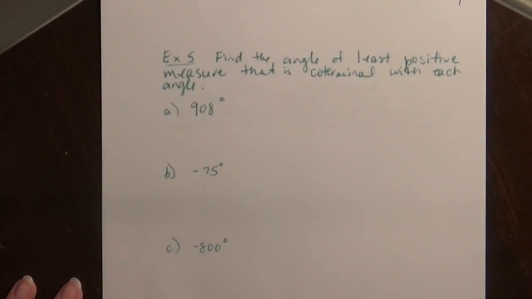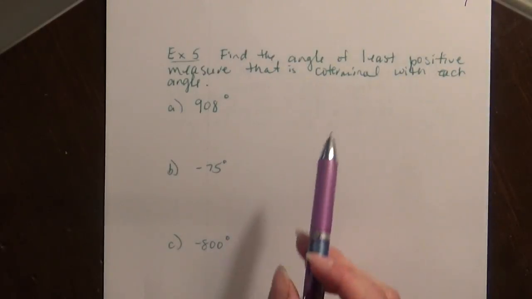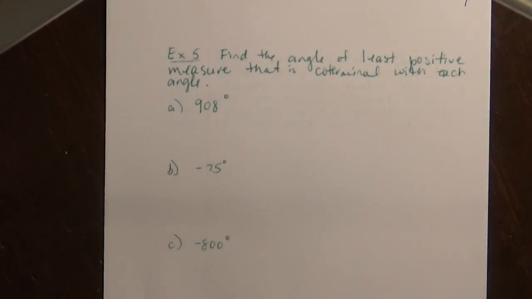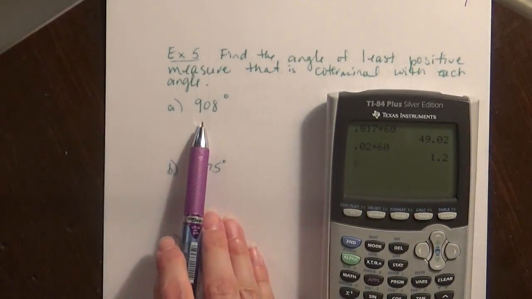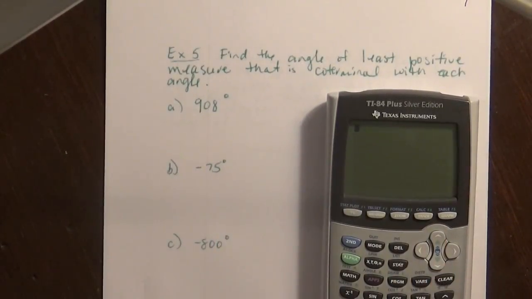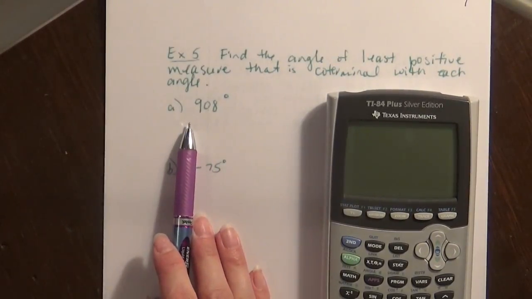Example 5, we want to find the angle of least positive measure that is coterminal with each angle. Our first one, we have 908 degrees. One way to think about this is to just subtract 360 as many times as you need until you get the smallest number that's still positive.